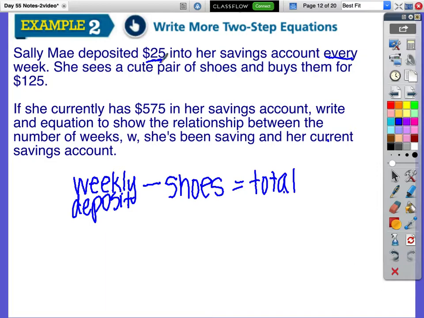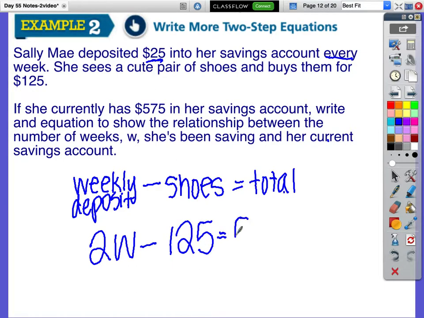All right, so 25W minus 125 equals 575. Okay.